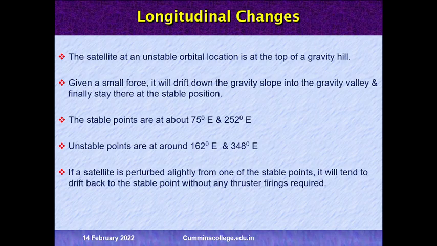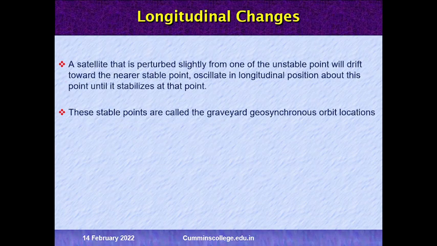and finally stay there in the stable position. The stable points are at about 75 degrees east and 252 degrees east, and unstable points are around 162 degrees east and 348 degrees east. If a satellite is perturbed slightly from one of the stable points, it will tend to drift back to the stable point without any thruster firings required.